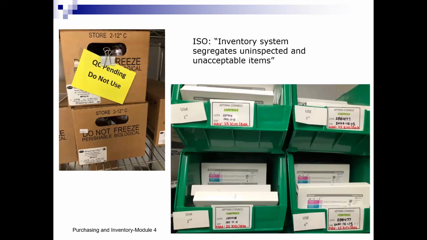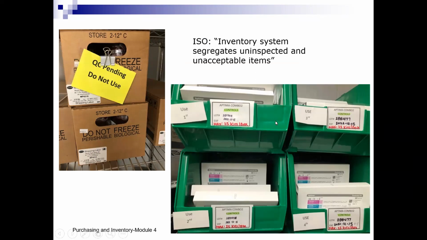So these are just a couple examples from the lab that I work in of ways to help you store that are just practical so that you don't forget. So one of the ISO requirements says that you should segregate uninspected and unacceptable items. So one thing that you could do is just have little pieces of paper that say QC pending or something like that, and just clip them on the box or the lot while you're waiting for the QC to pass. And it's just a nice, simple visual reminder to not use that until it's done. And then, of course, when you complete the QC, you take that off.